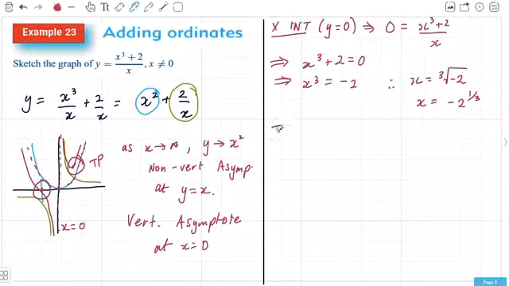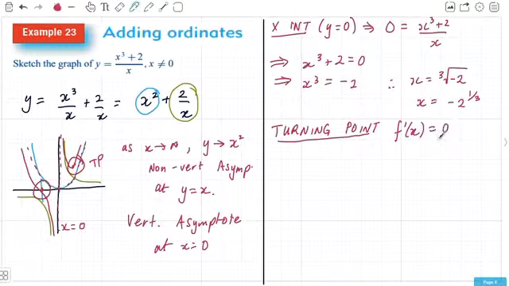For our turning point, what we need to do is find our derivative and let that equal 0.